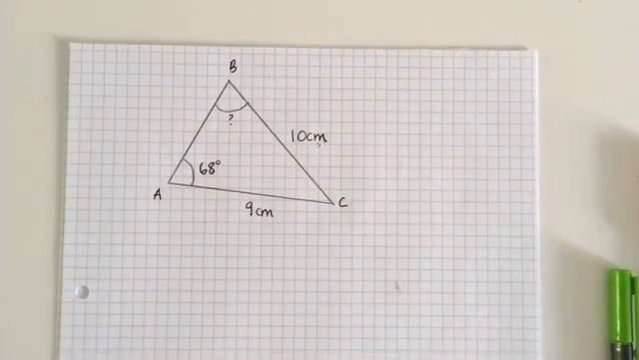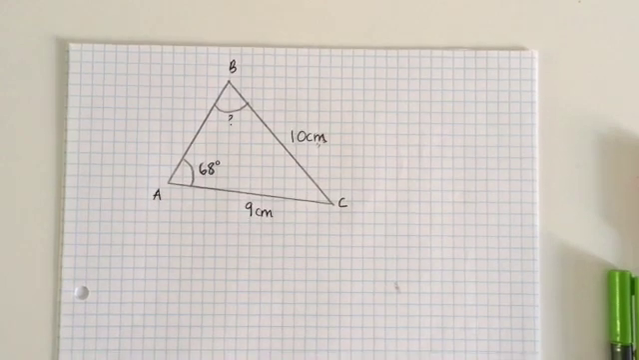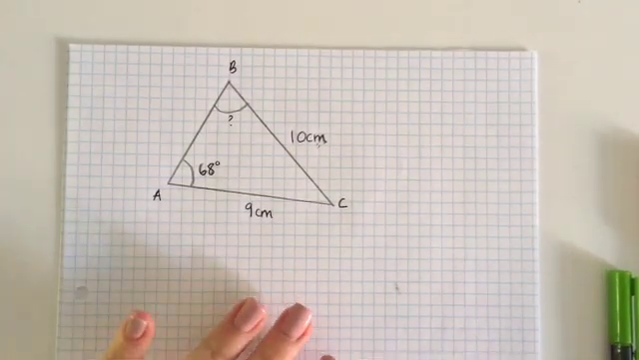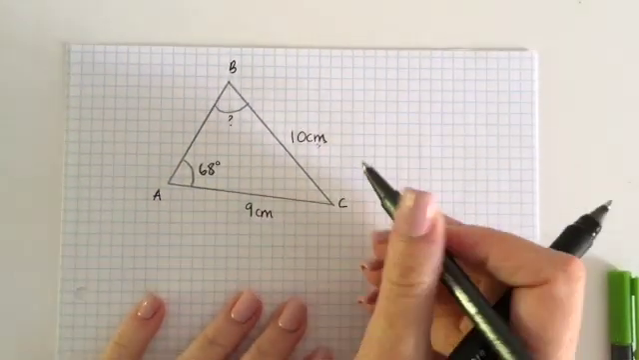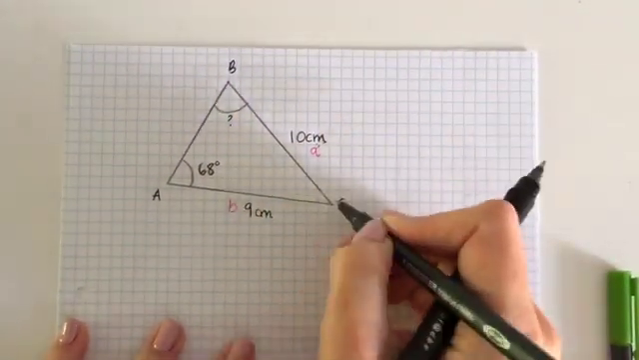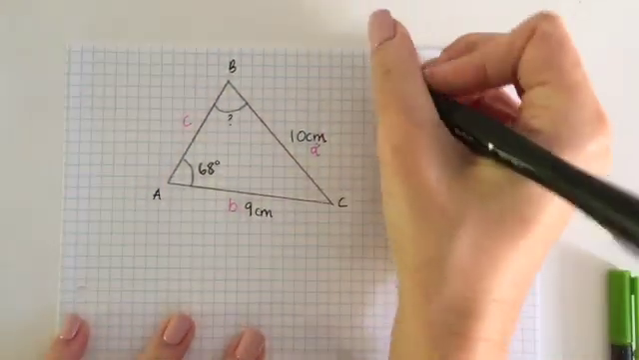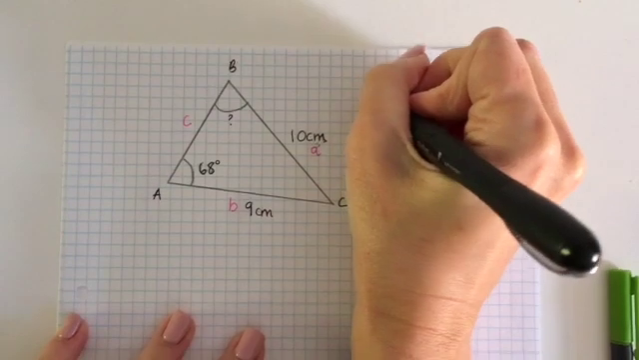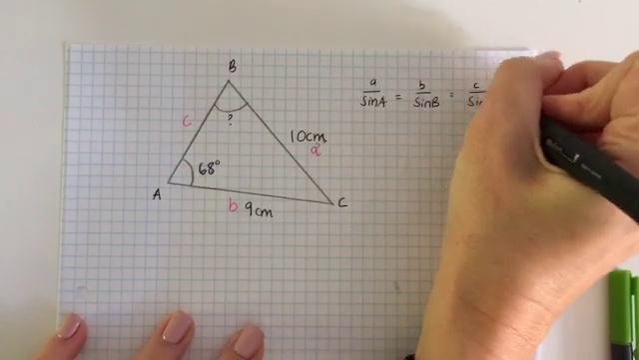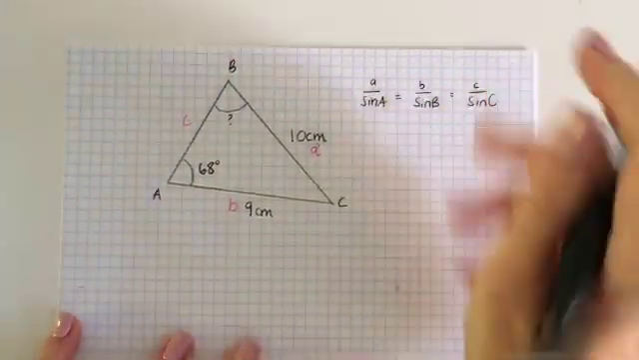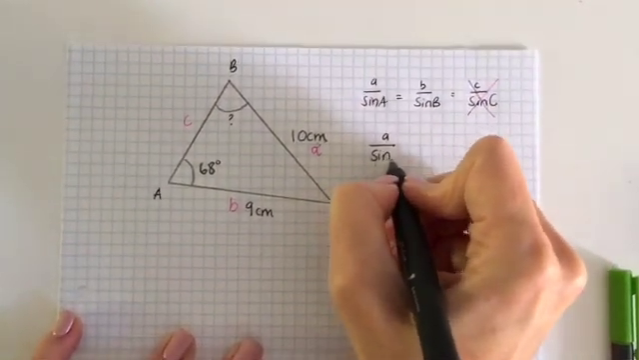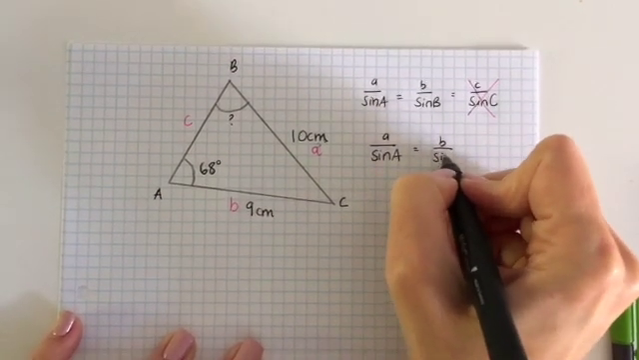Now we're going to look at how you would find a missing angle using the sine rule. We're going to start off exactly the same. Let's label our sides with little a, little b, and little c, so opposites. So this one would be a, this one would be b, and this one would be c. So if we've got our sine rule, we've got a over sine A equals b over sine B equals c over sine C. The one we don't need this time is C, so we can cross that out. So we're left with a over sine A equals b over sine B.